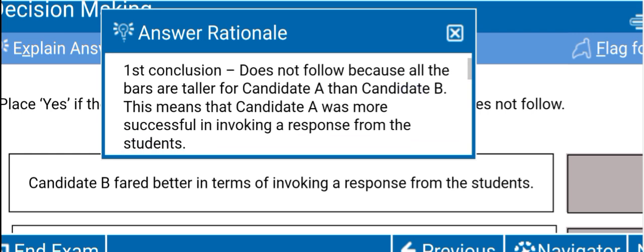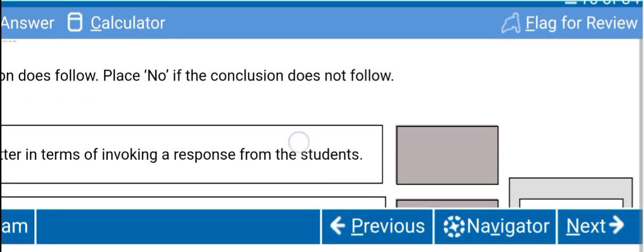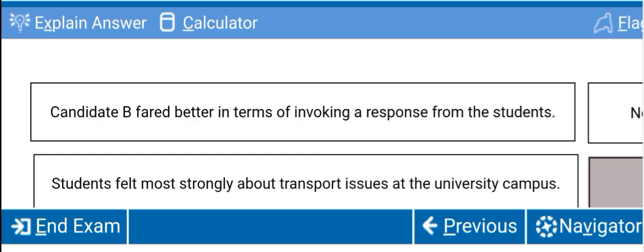So the first conclusion that says candidate B fared better in terms of invoking a response from the students does not follow, because all the bars are taller for candidate A than candidate B. This means that candidate A was more successful in evoking a response from the students. So that's why we will drag a no and drop it here in front of this conclusion. Drag it here and then you can put it here like this.